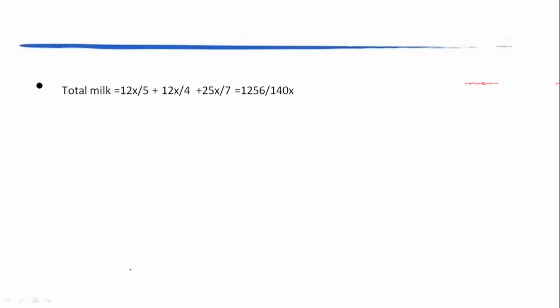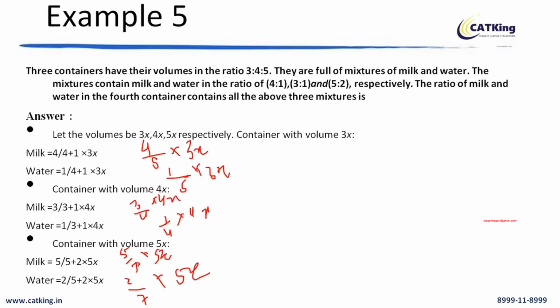Now we have to find out the total, right? So the total milk is 12x by 5 plus 12x by 4 plus 25x by 7. Alright, how did 12x by 5 come? Look, this is 4 by 5 into 3x, which is basically 12x by 5. Correct. Your water is 12x by 4, 3 into 4x.